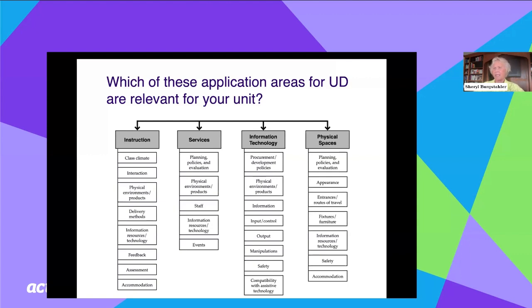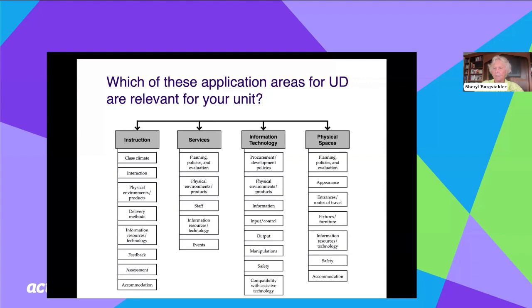And then services. What do we think about when we're offering services? Planning and policies, evaluation of methods. Do we deal with abilities on that? The physical environment again, the staff, are staff well-trained? Information resources, the events that you're offering. And then IT. We talk about procurement and development policies and so forth.